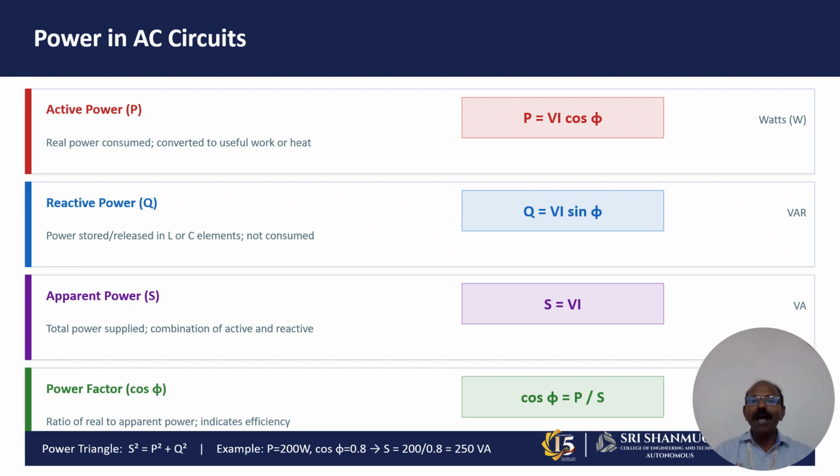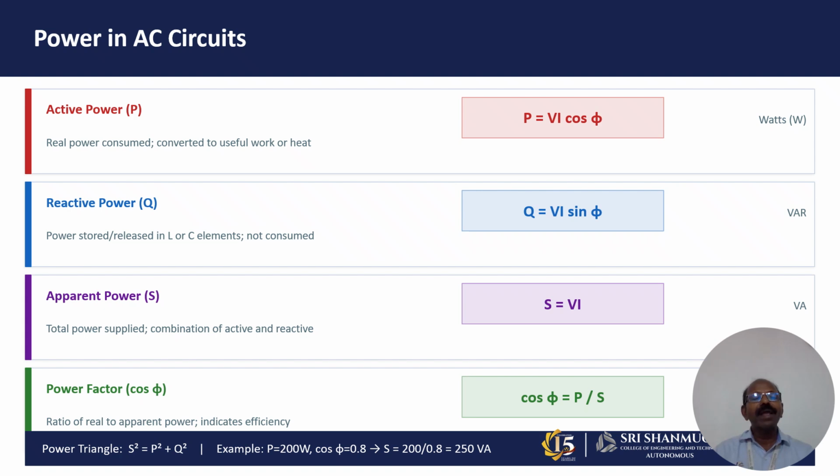The next one is apparent power. This is the total power supplied, the combination of the active and reactive power, and it is calculated as S, apparent power S is equal to VI. So generally in an AC circuit, power is calculated as real power, reactive power, and apparent power. Real power is VI cos phi, reactive power is VI sin phi, and apparent power is equal to VI.